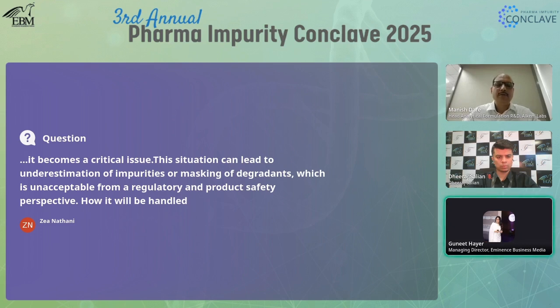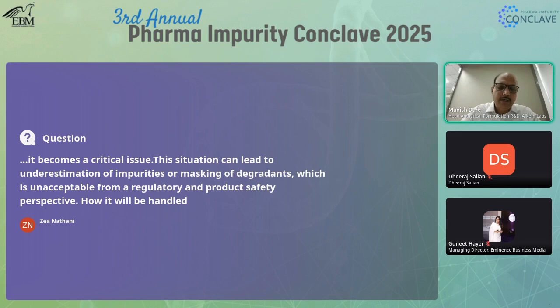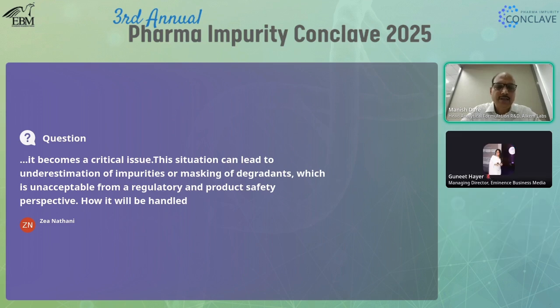Yes, and so the question is, how will it be handled? So that's one thing. We need to understand what percentage is coming in the closely eluting peak. Let's say the known impurity limit is 0.2%, then we have to assess the data. If the data is well within the limit, let's say less than 0.1%, and these unknown impurities are not going to increase during stability analysis, then we can justify it to the regulatory agency.